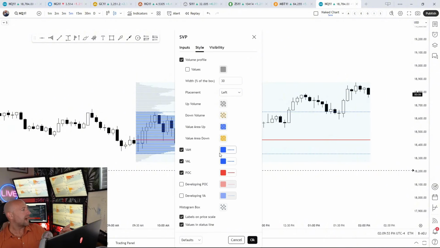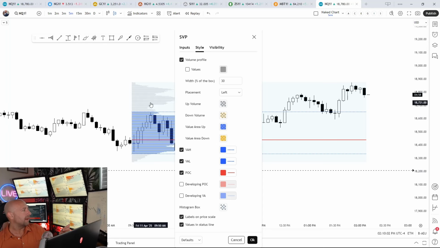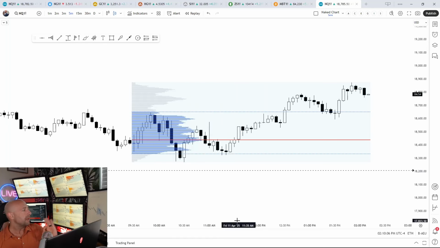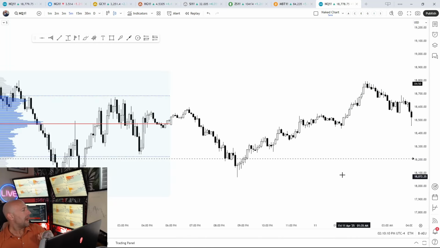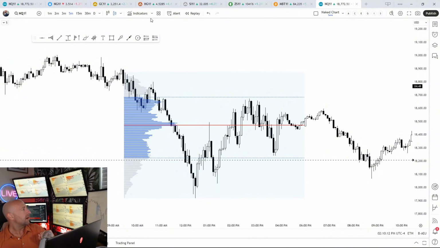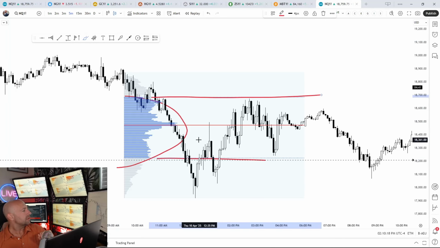All right, and then you can style it. We want our value area high, our value area low, our point of control. And then I like to make the color between the value area and the non-value area distinctly different. So you can play around with those to make it look how you want. Okay, but if we go back, you can see where 70% of the trading has taken place according to this distribution. So we fade the value area lows.